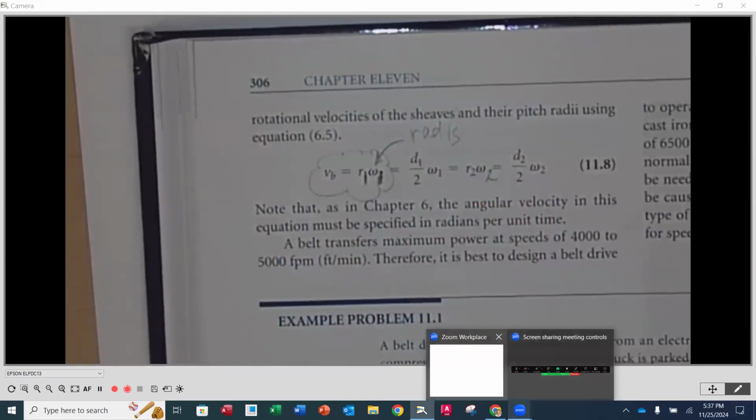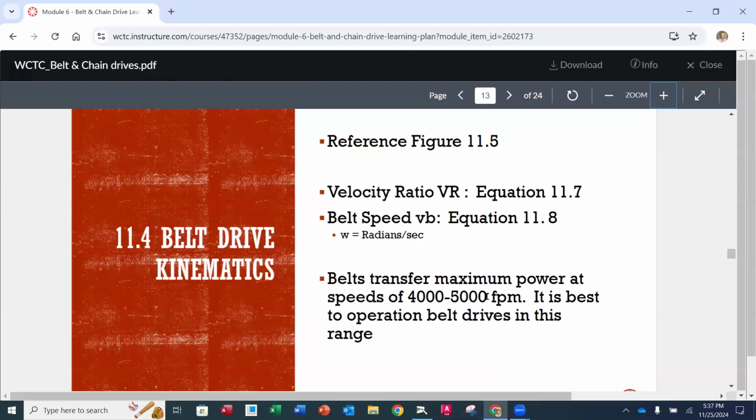All right. Let me go back over to our PowerPoint presentation. So again, for the belt speed V, we want to try to target between 4,000 and 5,000 feet per minute, not inches per second, feet per minute. That's the most often used unit for belt or conveyor speeds: feet per minute.